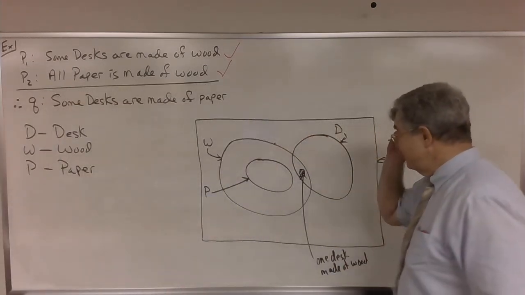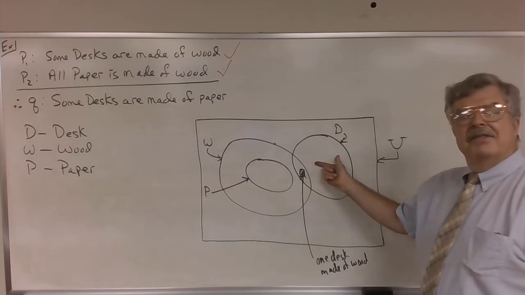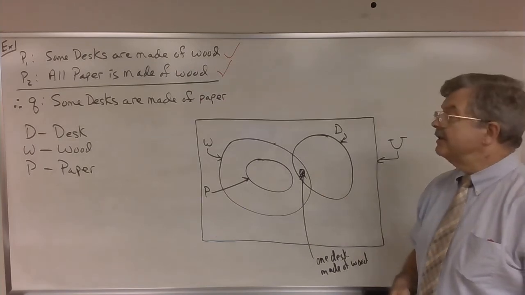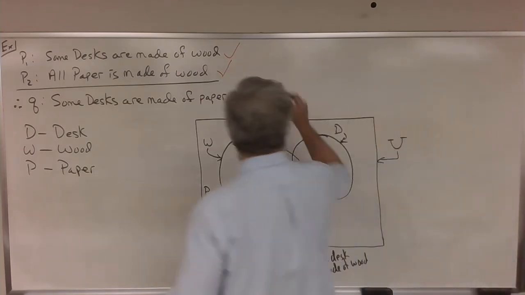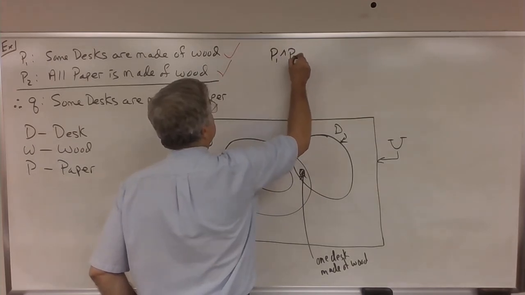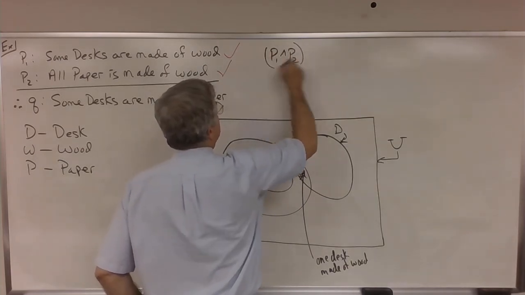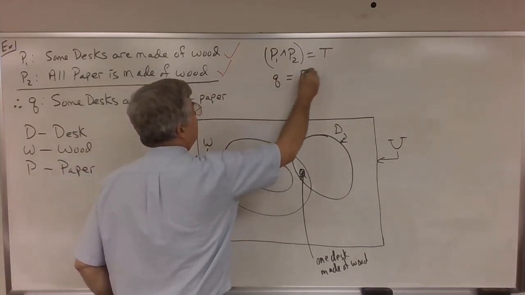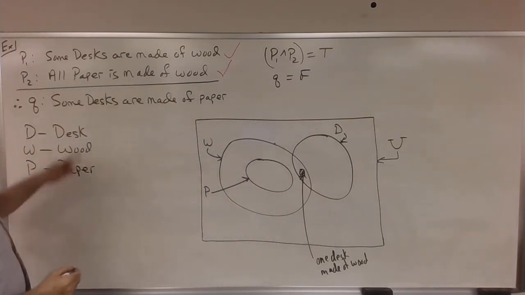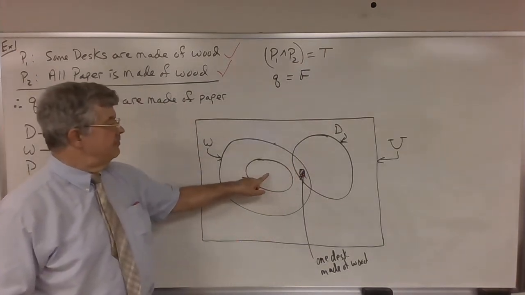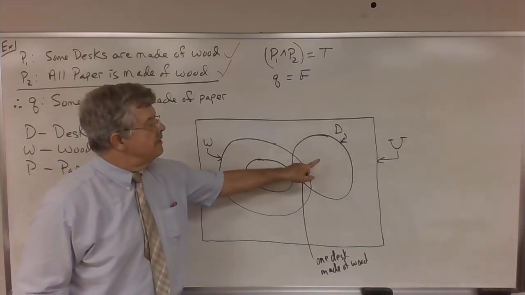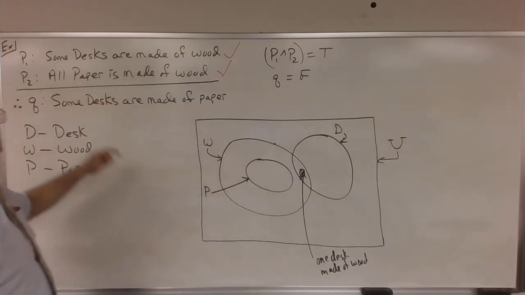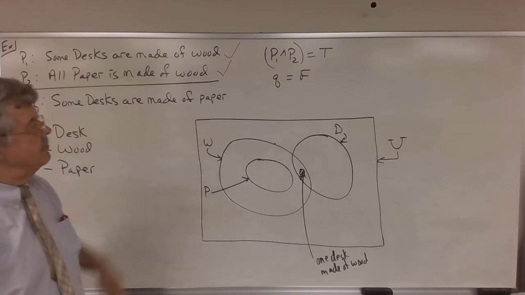The desk circle and the paper circle are disjoint. So the conclusion is false. So I have P1 and P2 true. And my conclusion is false because no desks are made of paper. No desk in the desk circle is also in the paper circle. So no desks are made of paper.